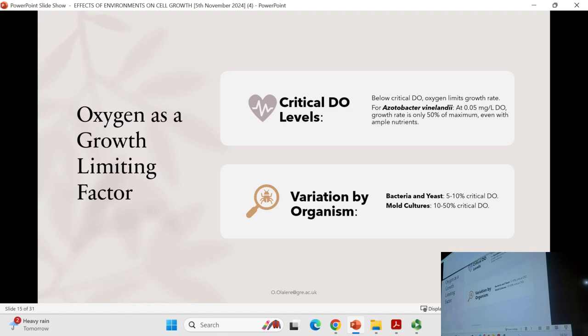So do you understand what I'm saying now? Yeah. For different cultures or different microorganisms or enzymes, there is always a limiting value. Above the limiting value, the oxygen is okay, but below, then there is a problem.